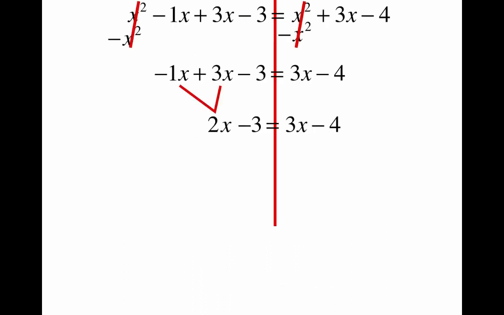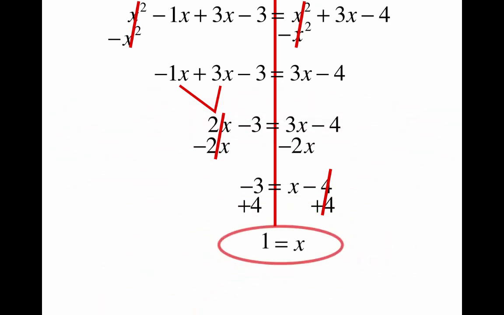Let's make some space here. How about we take the 2x away to the other side so we can do 3 take away 2. So that's a 1x. So we have negative 3 equals x minus 4. And then take that minus 4, add it to the other side. And we get negative 3 plus 4, which is 1. x is equal to 1. There's our answer. Man, all that work to get x equals 1 as our solution.